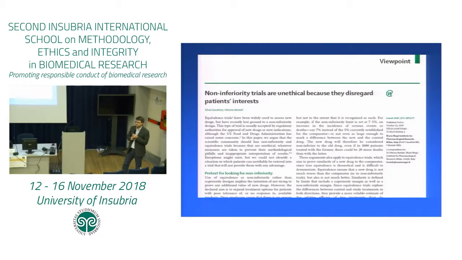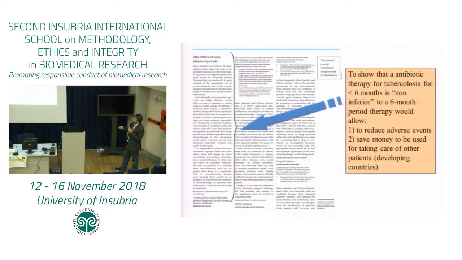Just for information, probably all of you know the new oral anticoagulants, the DOACs. All the randomized controlled trials are non-inferiority trials. All, no exception. And many of you prescribe oral anticoagulants. Someone says, dear colleagues, what if I showed that an antibiotic therapy for tuberculosis over a short period is non-inferior to a 6-month period, reducing adverse events and saving money, especially in developing countries where this is a problem.